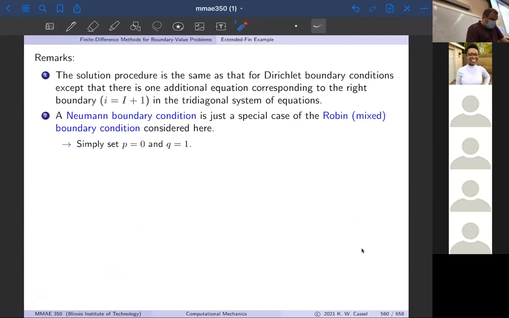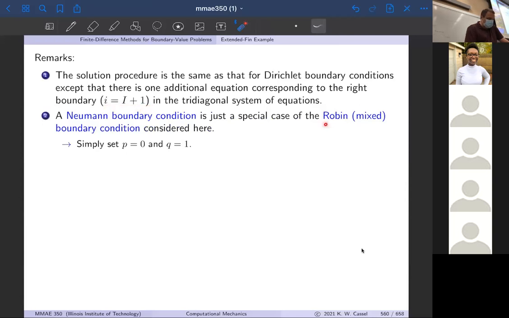So now I do have one more unknown, because I have little i, being capital I plus 1, as an additional unknown. So I actually have capital I unknowns. Before we had capital I minus 1 unknowns, but now we have one more unknown, so it's capital I unknowns. We only know one of the points instead of 2.